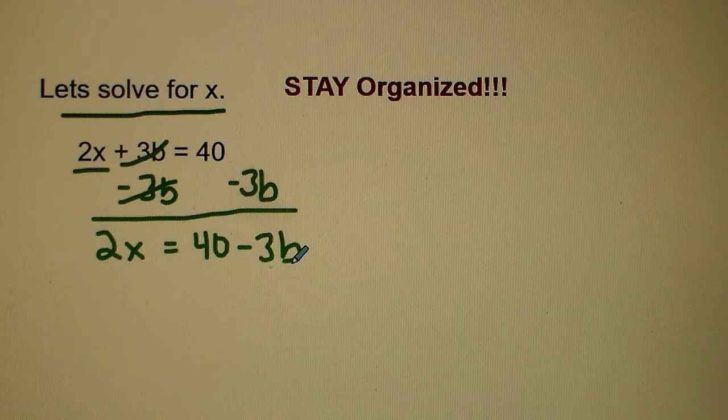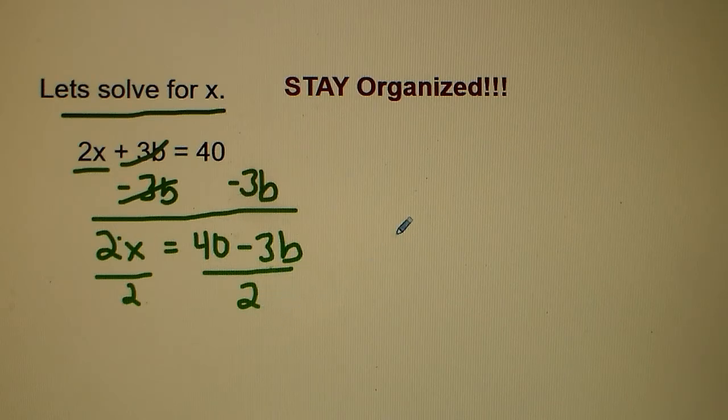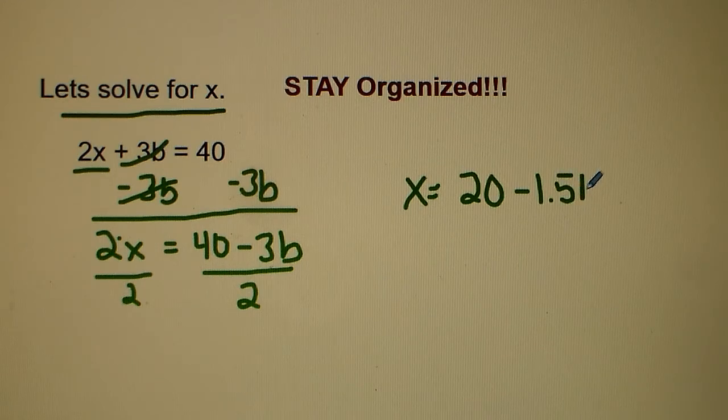Remember, our goal is to get x all by itself. So as long as x is all by itself, we accomplished our goal. So now this is 2 times x. The opposite of times 2 is divide by 2. So we divide by 2 to both sides. So we're going to get x equals, well, 40 divided by 2 gets us 20. So 20 minus 3 divided by 2 is 1.5, so 1.5b. And that's how we get that answer.